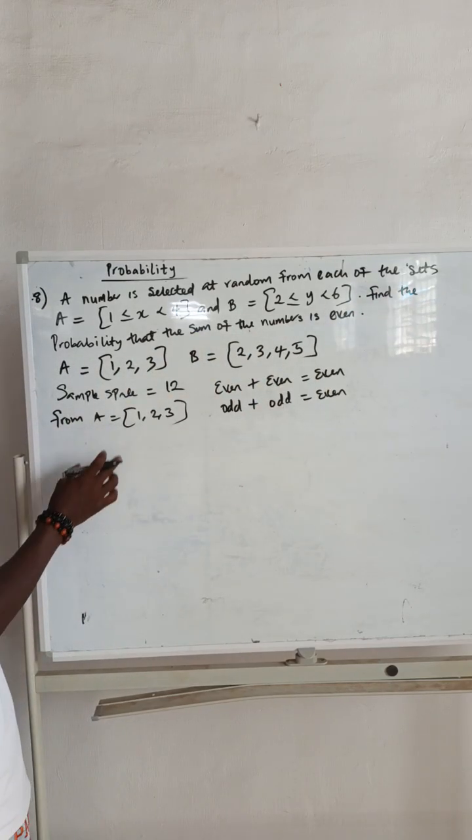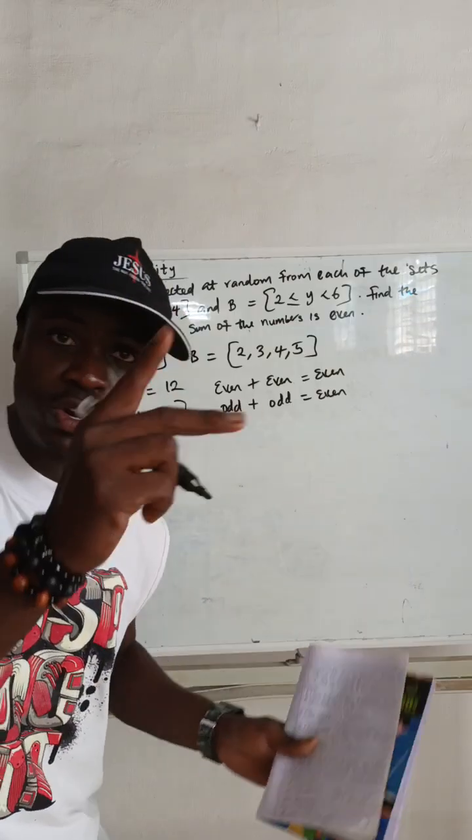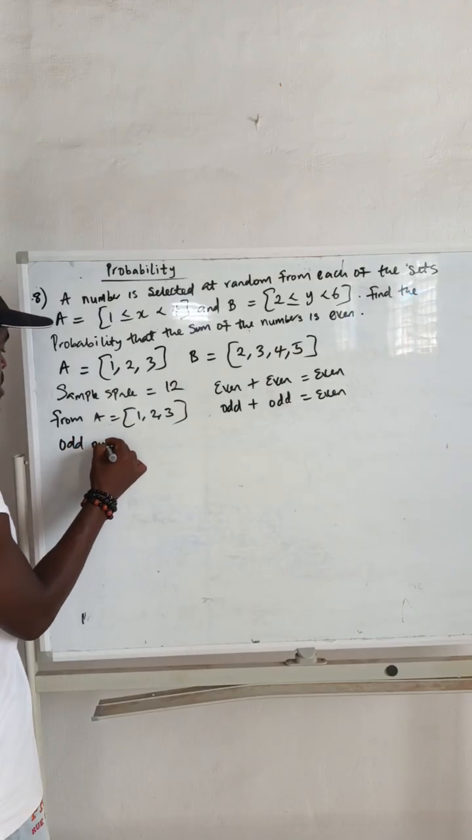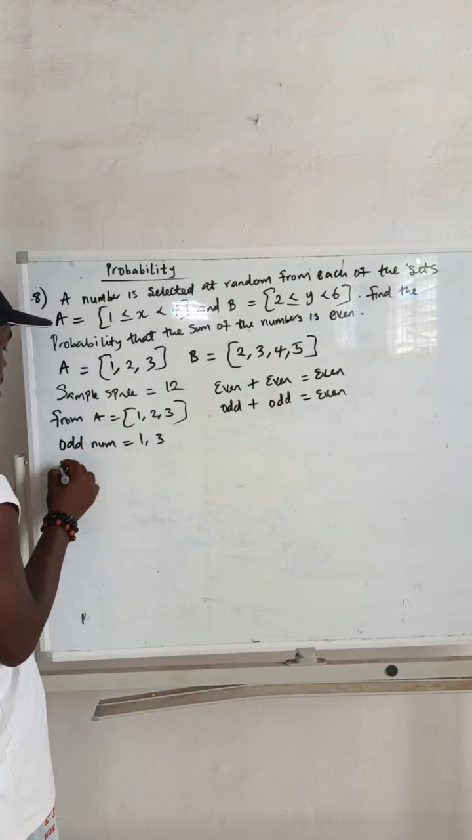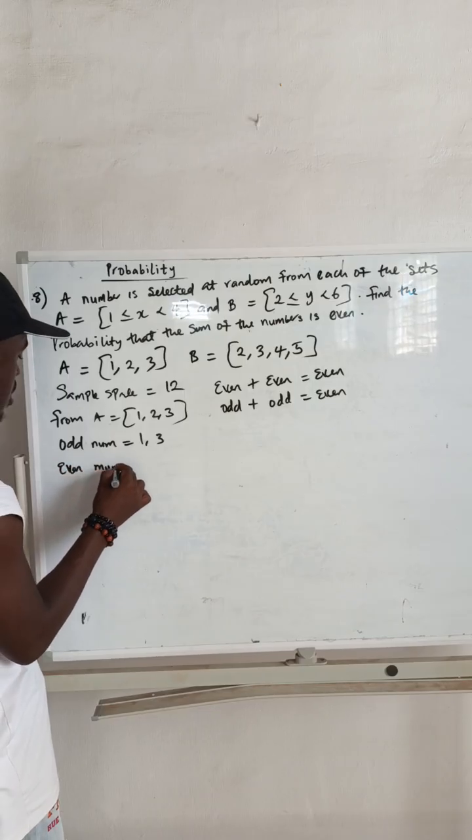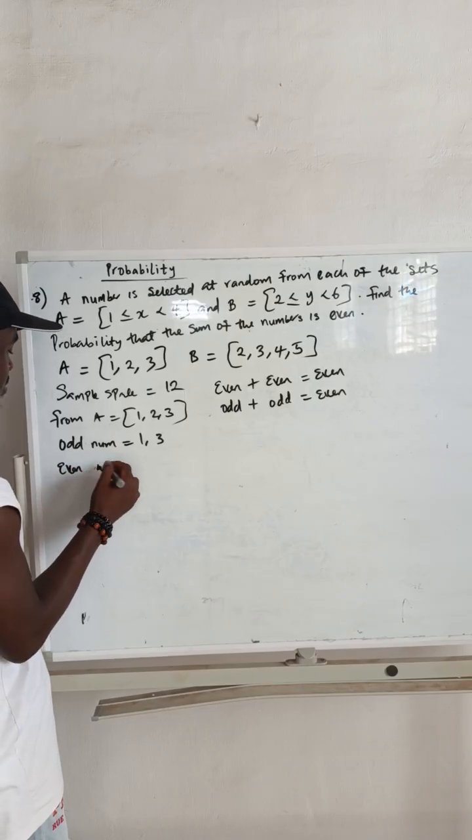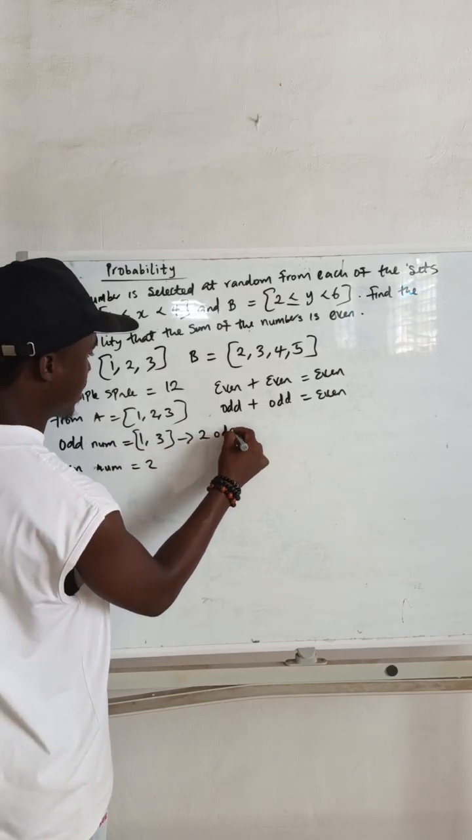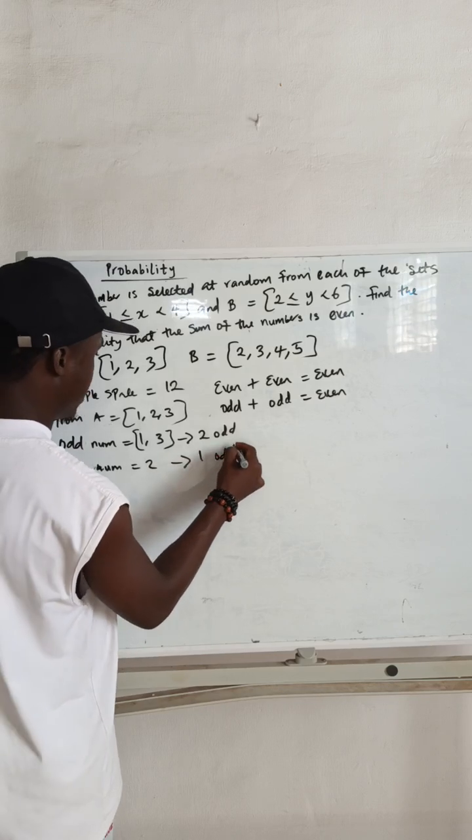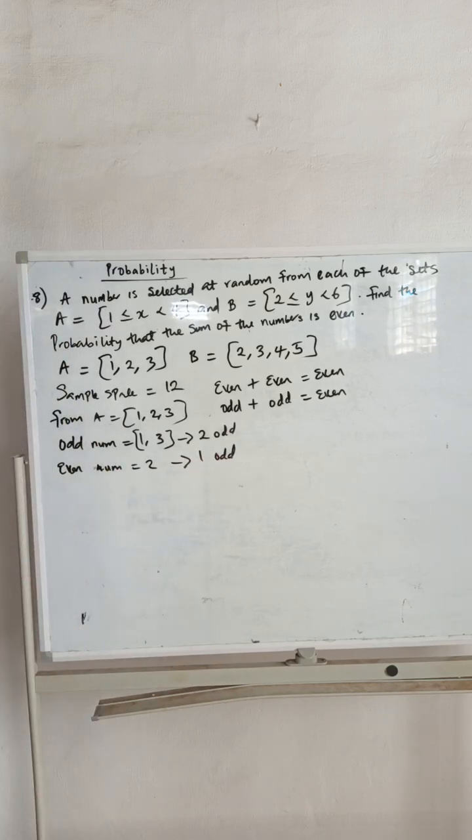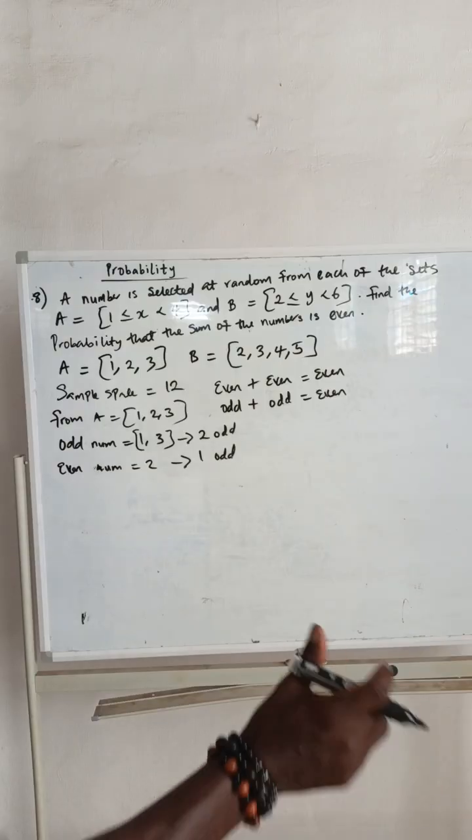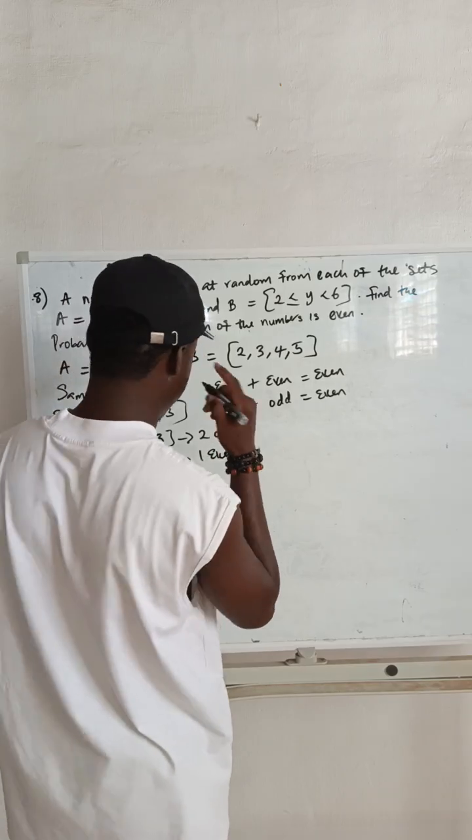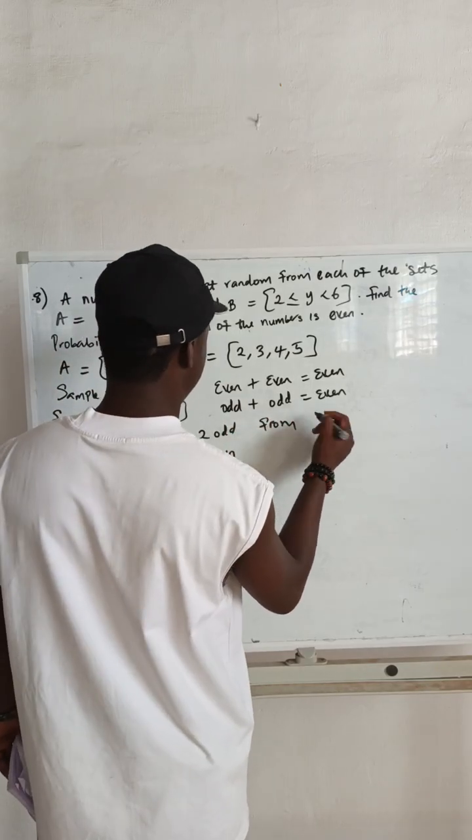Now from set A, I have 2 odd numbers and 1 even number. The odd numbers from set A are 1 and 3, and the even number is 2. So I have 2 odd numbers and 1 even number. Are you following me?